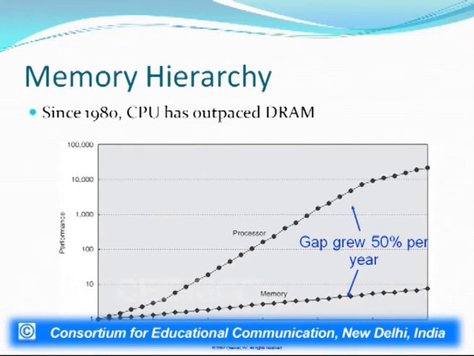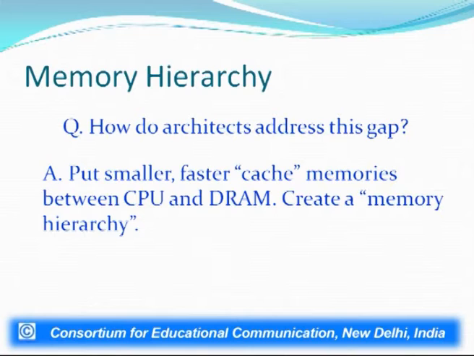Here you can see the memory hierarchy. Since 1980, CPU has outpaced DRAM, that we call dynamic RAM. You can see here the performance gap grew 50% a year. Here you can see up to 2010 this performance. Now, memory hierarchy. How do architects address this gap? Put smaller, faster cache memories between CPU and DRAM, create a memory hierarchy.